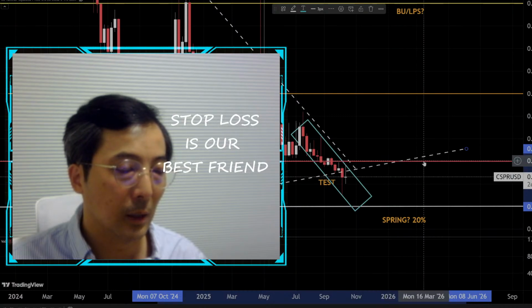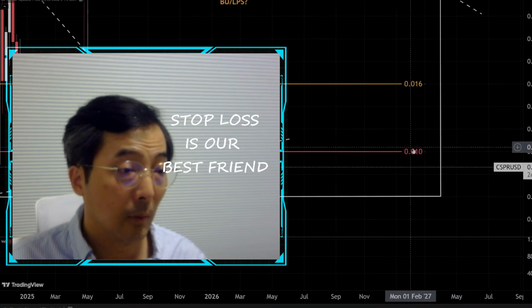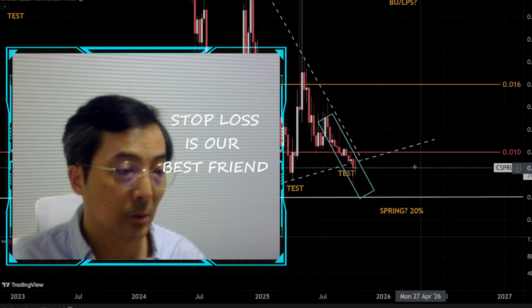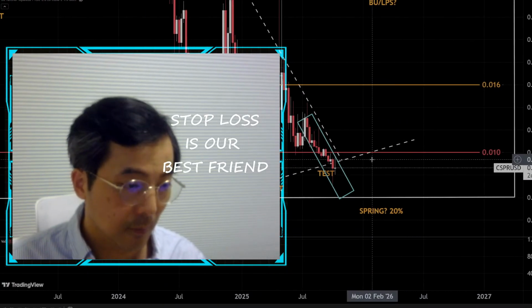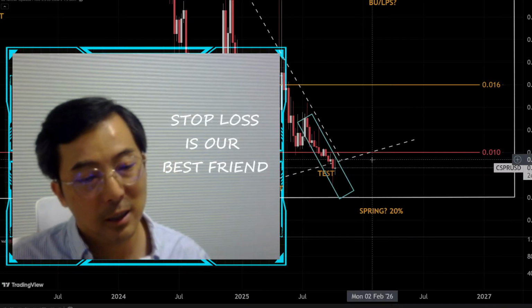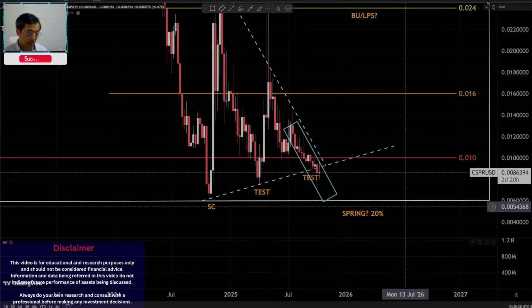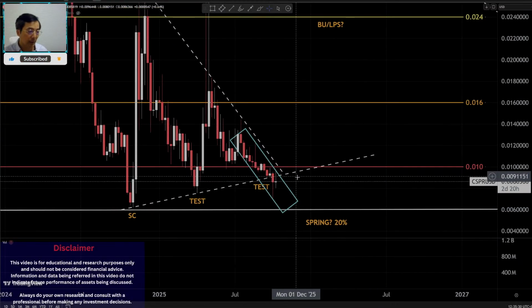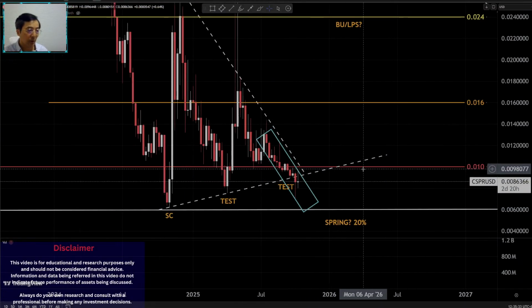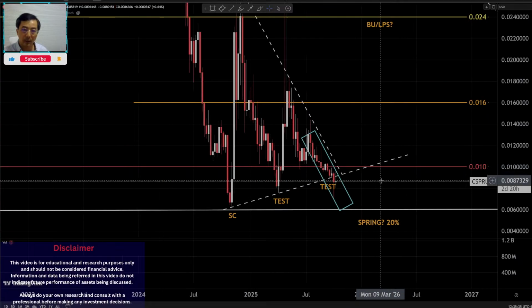So for now, this bottom edge of the wedge becomes a resistance, but not for too long, until it gets into the yellow key level, this 1 cent key level, by the end of January. So still a few months from now, but then it may provide this resistance before the price can get to test the red level.